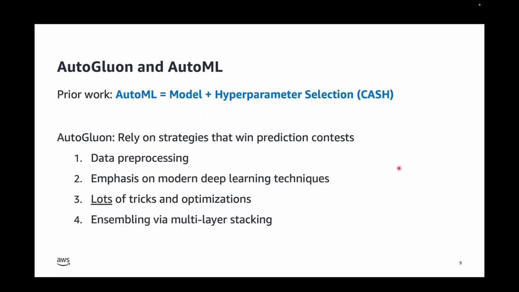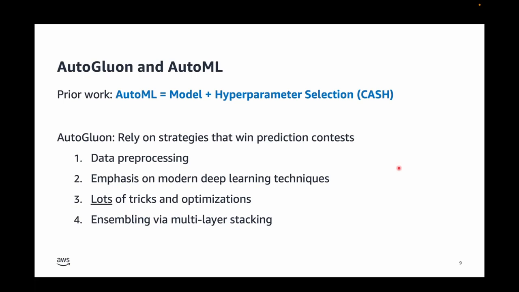And let's briefly talk about how AutoML actually works and what is the principle of the system. So typically when we hear the word AutoML, we usually think of the so-called CASH problem, where essentially we have some model and we want to find the optimal hyperparameters for it. What we do is we take a single model, maybe several models, and then we try different configurations for these models to find the optimal set of hyperparameters. AutoGluon takes a different path, where it doesn't really rely on hyperparameter optimization as much.